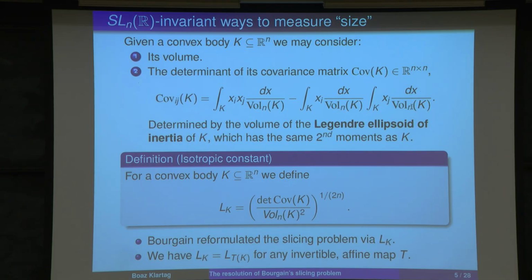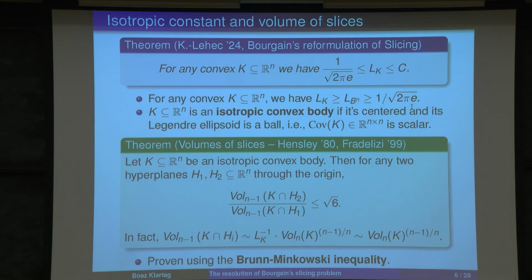Okay? And it turns out, as I'll explain in a minute, that the right way to think about the slicing problem, the one that has more applications, is in terms of L_K. The question is whether L_K is bounded from below and from above by absolute universal constants. This is equivalent to the slicing problem. So thanks to Bourgain's formulation, we know that for any convex body K in R^n, this isotropic constant is bounded from above and from below by two numbers. This means that the volume of K determines the volume of the Legendre ellipsoid of K, the second order approximation of K, up to some C to the n.